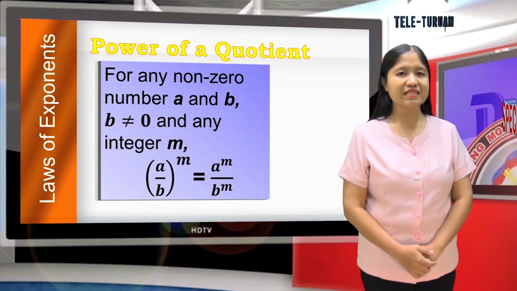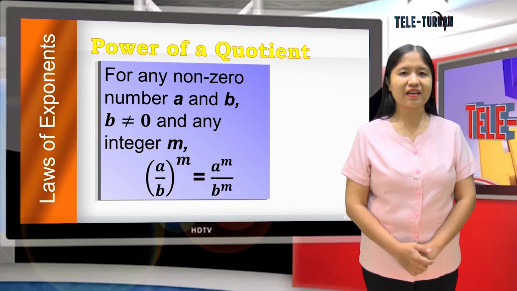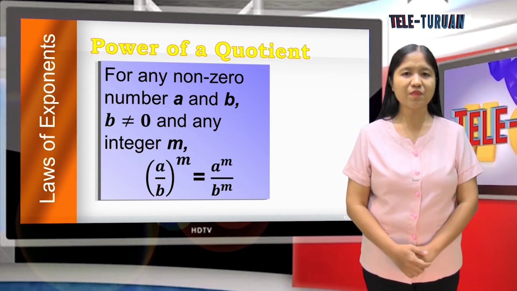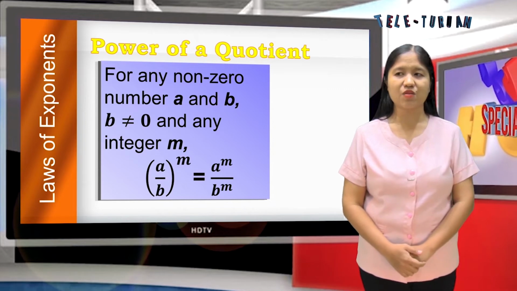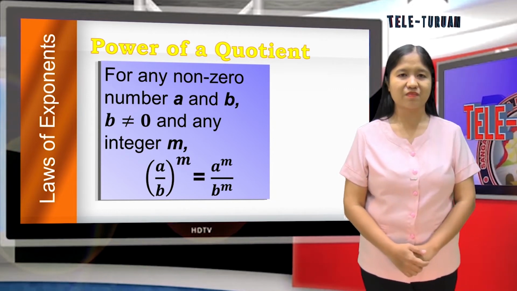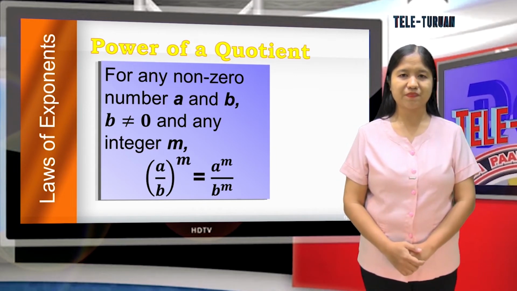For any numbers A and B, where B is not equal to 0, and any integer m, the quantity A over B raised to m is equal to A raised to m all over B raised to m. This concludes the sixth law of exponent.